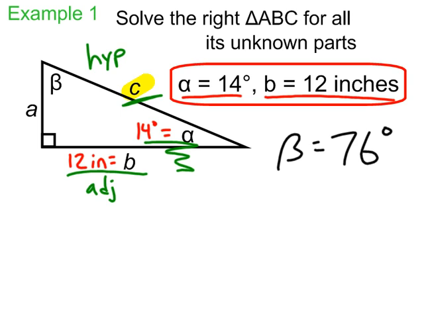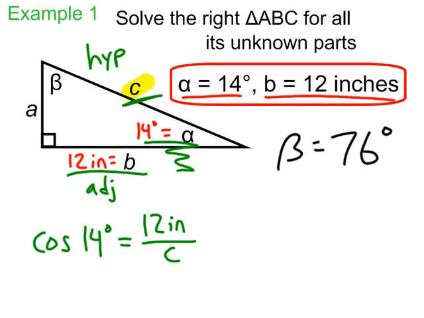Pause this, replay it if you need to, but that's the process we go through in determining that we're going to use cosine. So I'll write cosine of alpha, or cosine of 14 degrees in this case, equals the adjacent over the hypotenuse, or in this case, 12 inches, the side that I know, over c, the side that I want to know. Make sense?